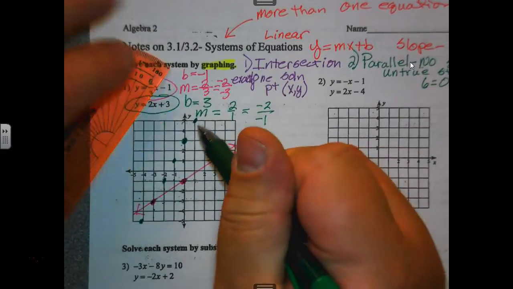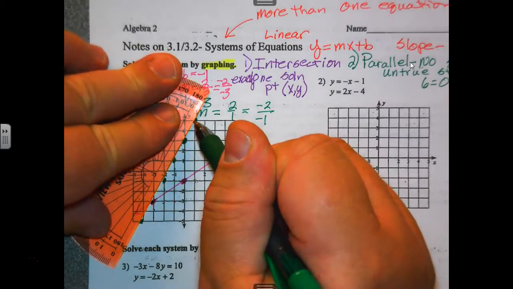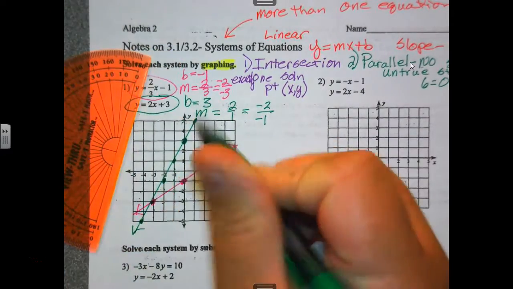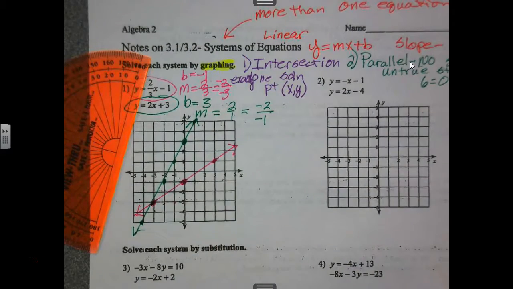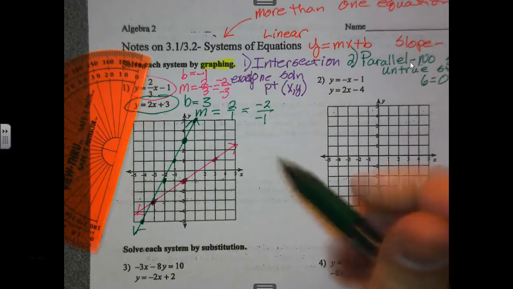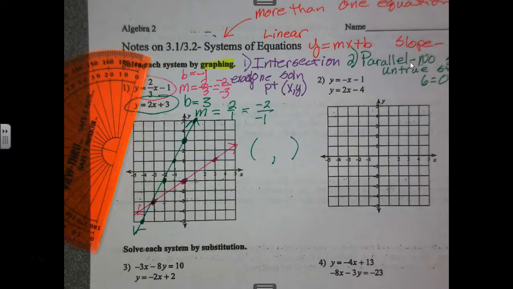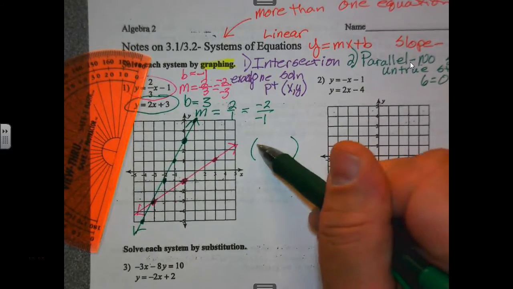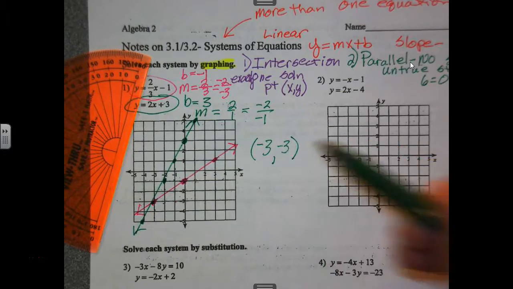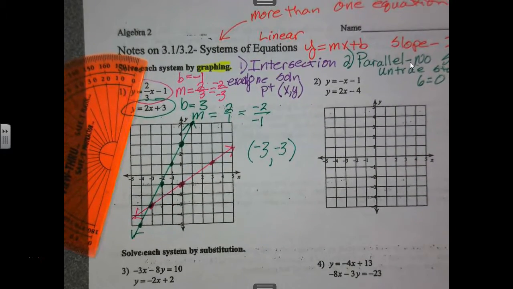What is it? Well, look at your own paper because you're writing this down. So what's my solution? Point -3, -3. Now, you could always check these.